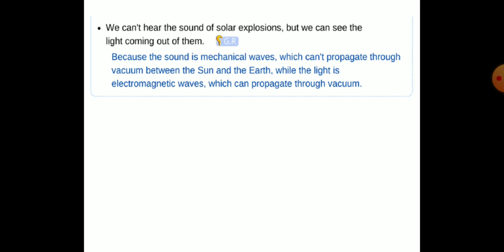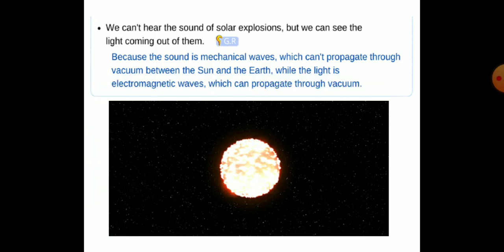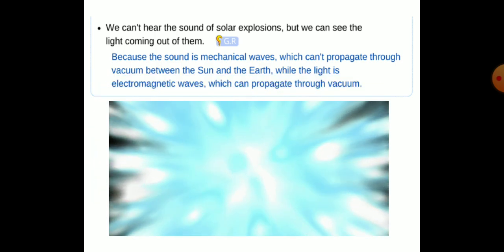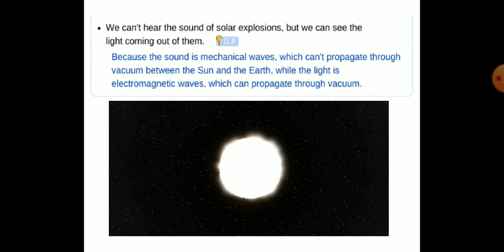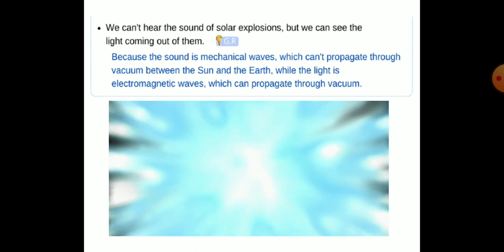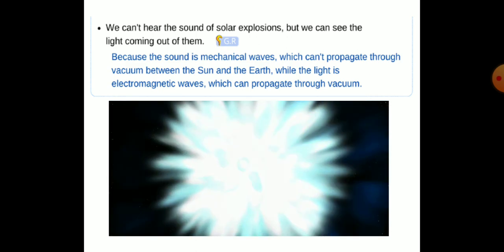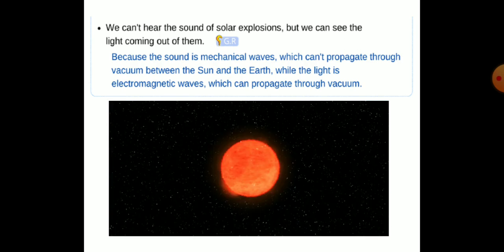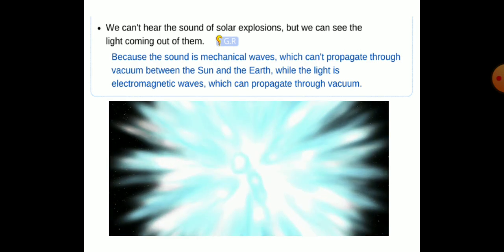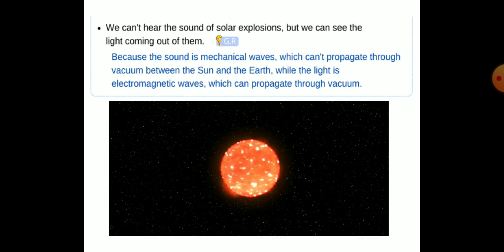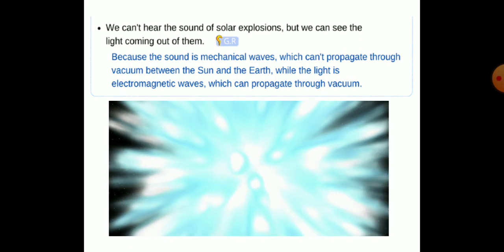Question number 2. We can't hear the sound of solar explosions, but we can see the light coming out from them. Because sound is mechanical waves which can't propagate through vacuum between the sun and the earth, while light is electromagnetic waves which can propagate through vacuum.